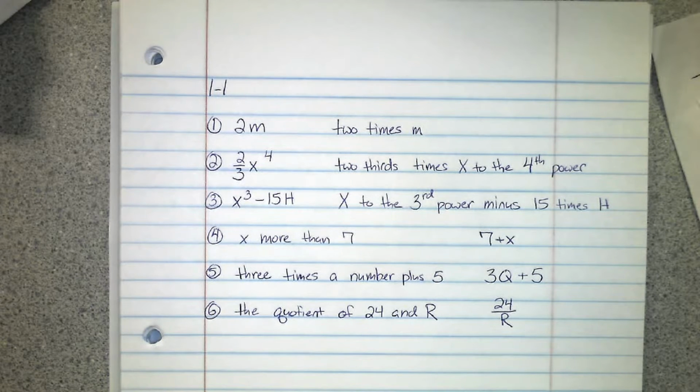For number 5, 3 times q and plus 5. You could use any letter you wanted to. It doesn't have to be q. Just pick any letter for the variable. That's fine. For number 6, quotient means division, fraction. The first number they mention is going to be your numerator. The second thing they mention is going to be your denominator.